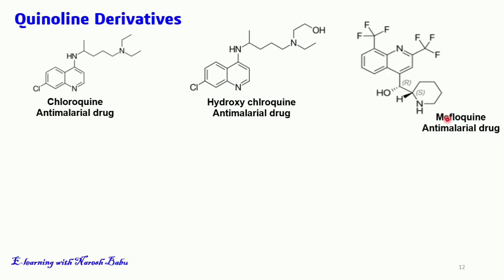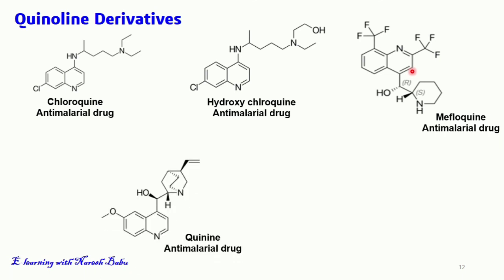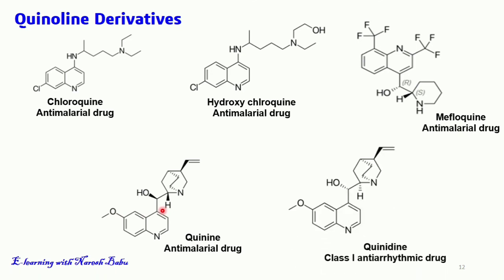It also comes under the same category, an anti-malarial drug having the quinoline ring system. Many anti-malarial drugs have this ring system. Coming to quinine, it is also an anti-malarial drug, a natural compound obtained from cinchona bark. Quinine also has the quinoline ring system. And we can see quinidine, where the OH group and the hydrogen are oppositely placed.